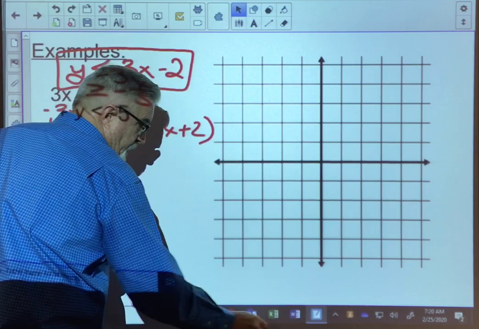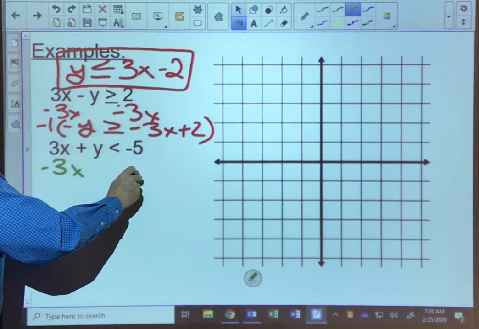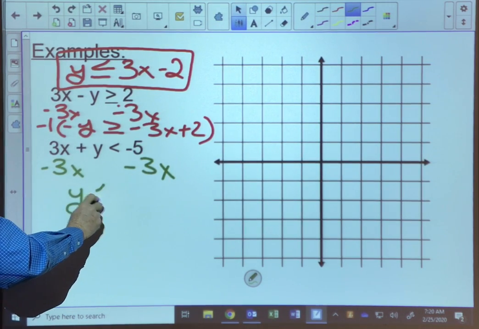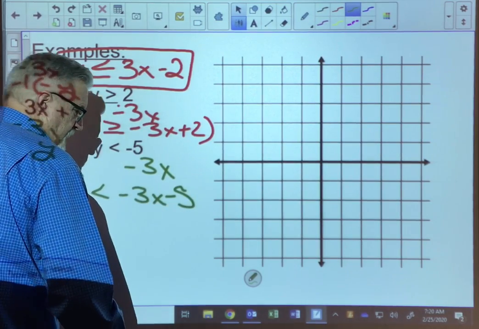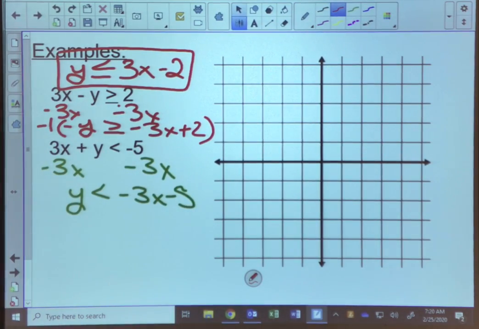Our second inequality, we need to subtract 3x from both sides again. When I do so, I'm left with y is less than -3x minus 5. So we've got our two inequalities. We've got them in slope-intercept form. Let's go ahead and graph them.